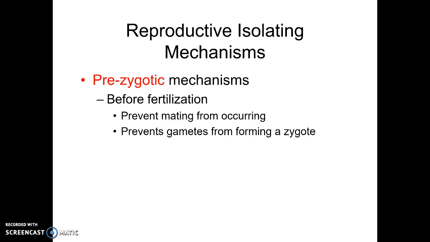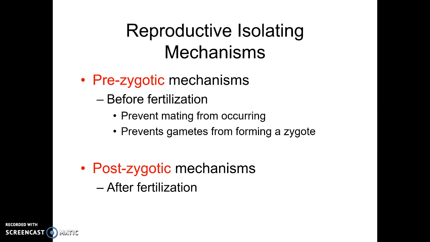There's a number of mechanisms or barriers in place that are going to prevent mating from taking place. It might be that mating just doesn't occur, so the act doesn't happen. It might mean that the act does happen, but then when the egg and the sperm actually find each other, they don't actually like each other, so they don't fuse to form that zygote. So that's all before.